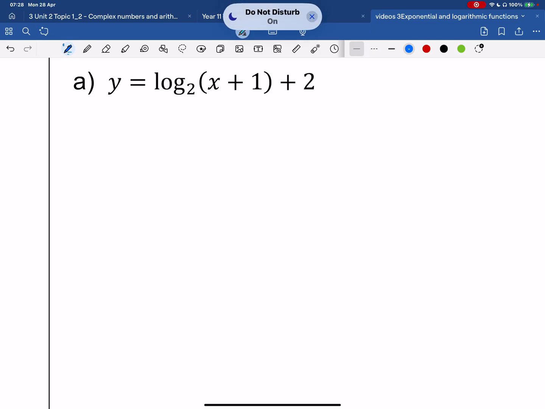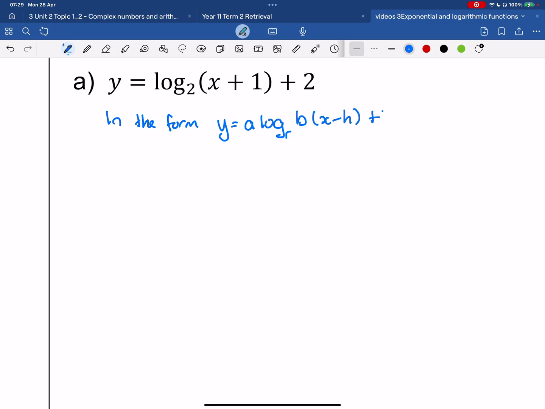When graphing logs, as with any of the other functions that we graph in methods, we use the form to help us to identify the key features. So what we have here is y equals log base 2 of x plus 1 plus 2, and we're going to say in the form y equals a log base r of b x minus h plus k.